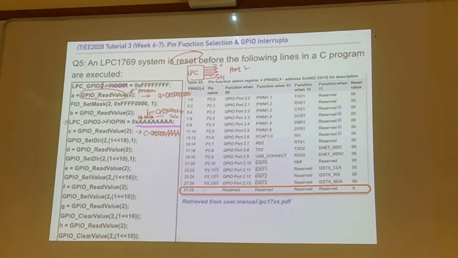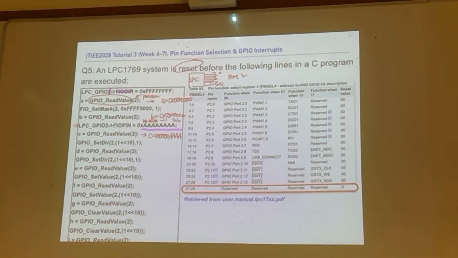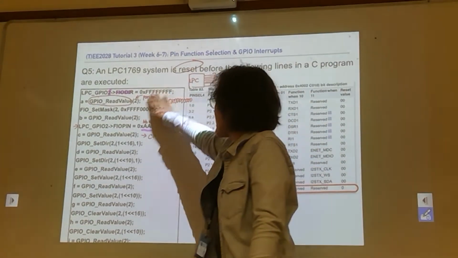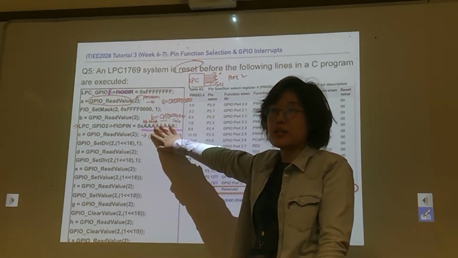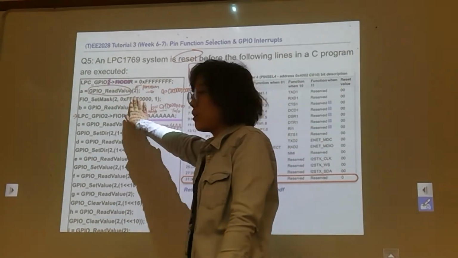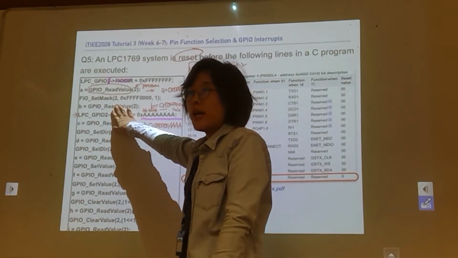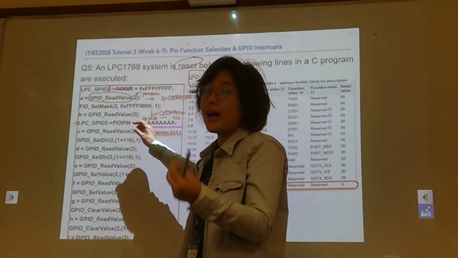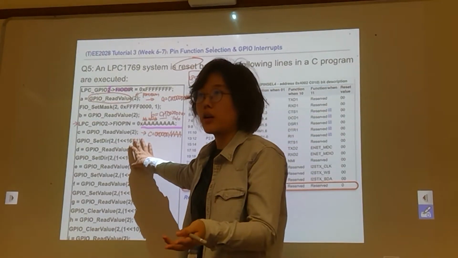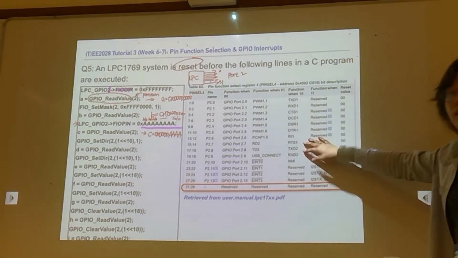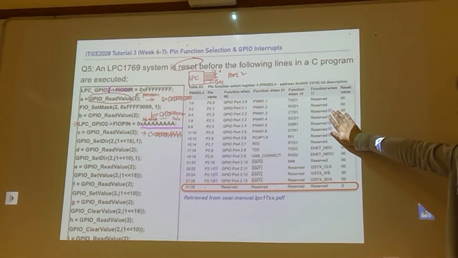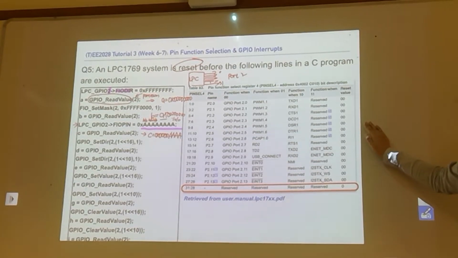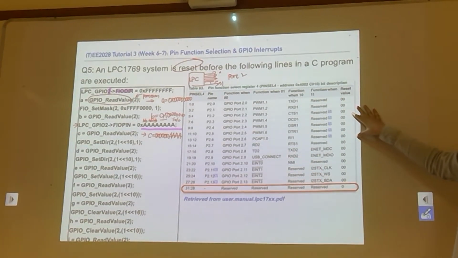But that's not correct. You have one more thing that you need to check, okay? This is like what we have done in the software side, right? We want to mask off the upper half, right? But you also need to consider your actual hardware. What's the condition of the hardware? So this table is your LPC 1769 user manual. Okay? This table is for your port 2.